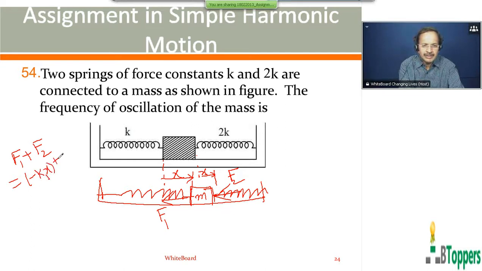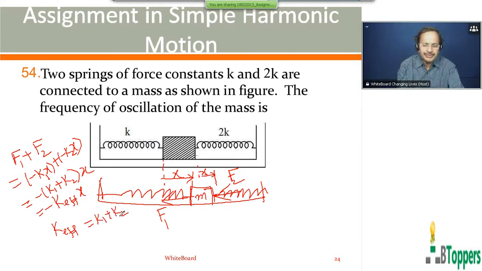That is, F1 can be written as minus K1x, F2 can be written as minus K2x, where K1 and K2 denote the force constants. I have already discussed one problem in the previous class based on the same discussion. So that means it is equivalent to minus K effective into x. So the effective force constant of the combination is the sum of the force constants of the individual springs in this case. So that is K plus 2K, or 3K.